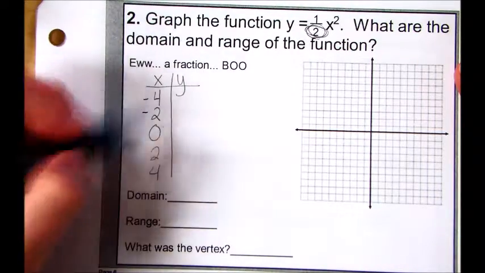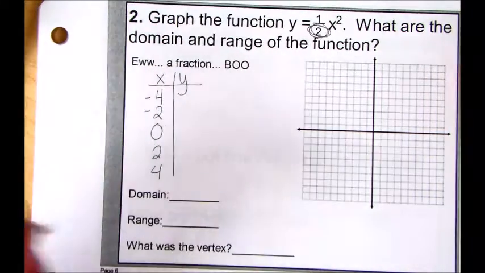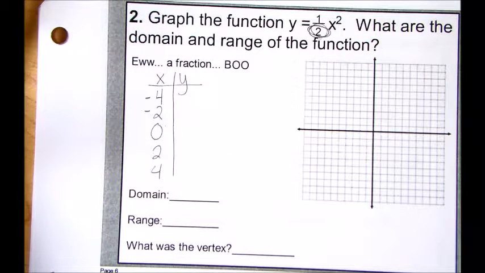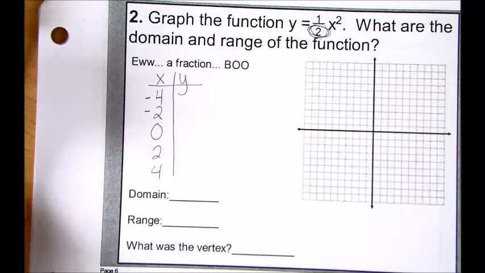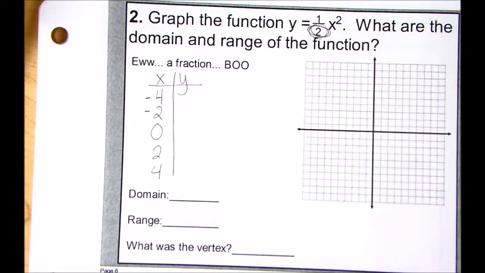Now, if you want, I used multiples of my denominator. If you want to use -2, -1, 0, 1, and 2, you're not going to get it wrong. I'm just going to have a much prettier graph, and I won't have decimals like you're going to. So let's plug this in.